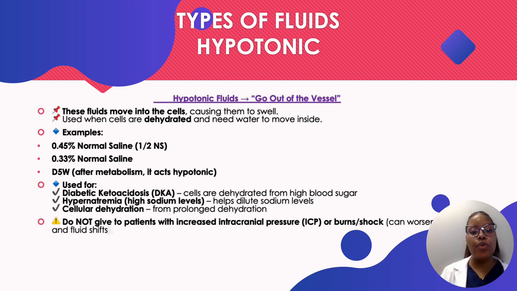And then when you have cellular dehydration, we can use hypotonic solution, and it causes the fluid to go inside the cells. So an important thing that you want to know is do not give to patients with increased intracranial pressure or burns or shock, because this can lead to worsening when the fluid starts to shift and things like that. So that is so important. So remember, with hypotonic solution, the fluid is going out of the blood vessels, and the fluid is going inside the cell, and it's going to cause the cell to swell. Cell to swell. That is going to be hypotonic.